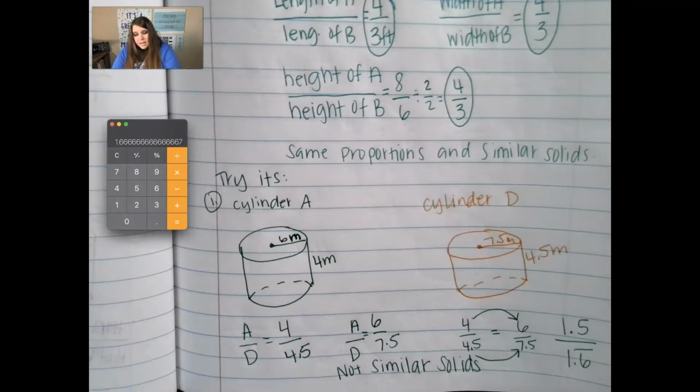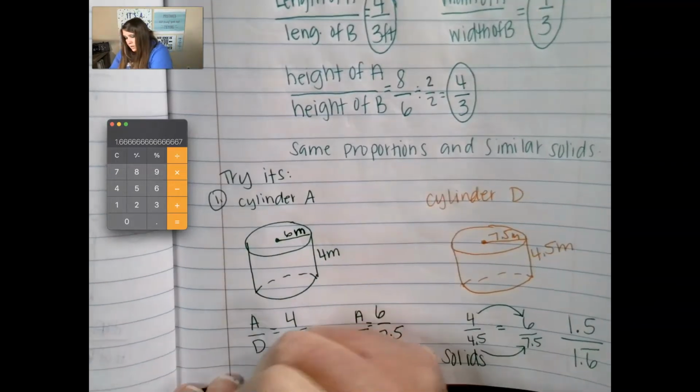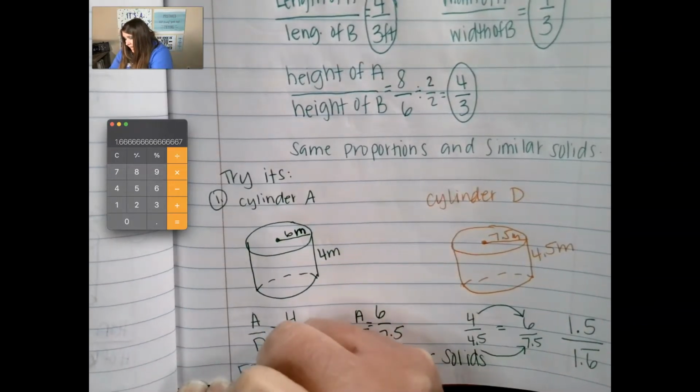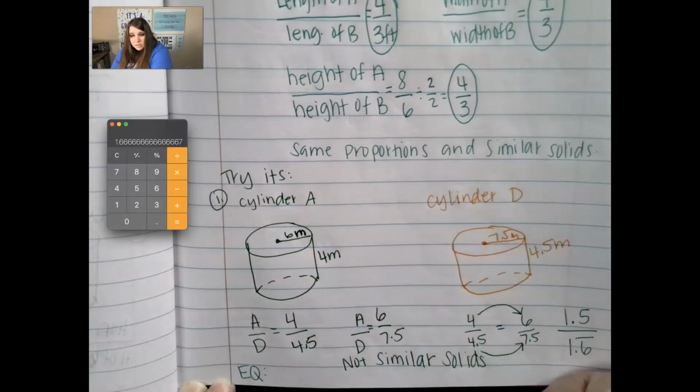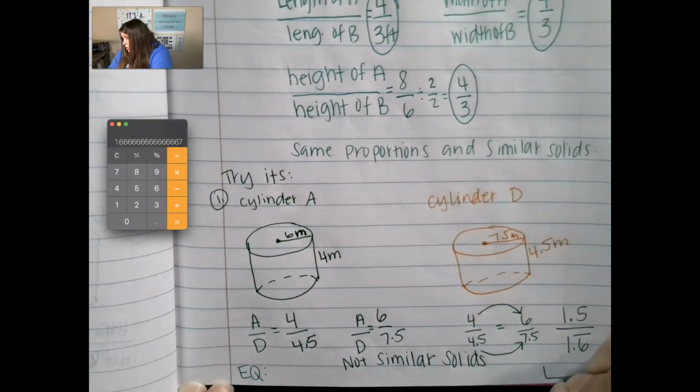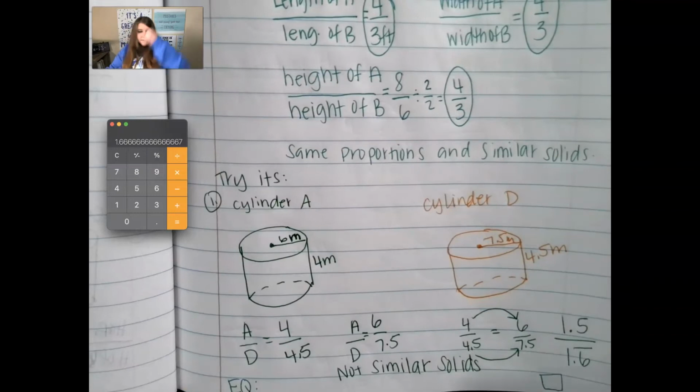All right, go ahead and answer your essential question. How do we identify similar solids? And then go ahead and put your level of understanding out to the side. Where are you at with this?